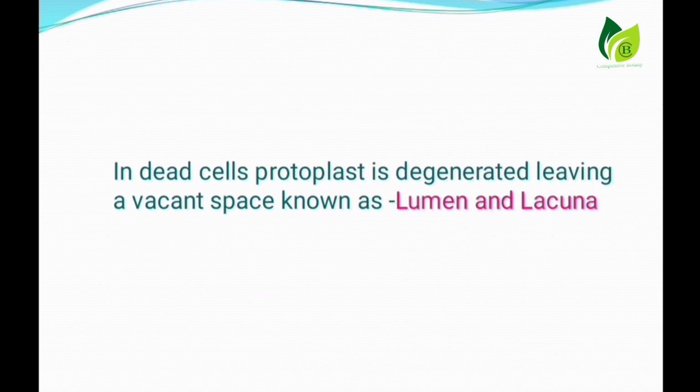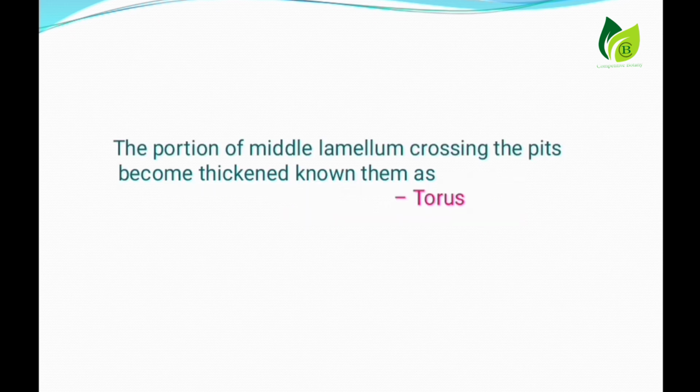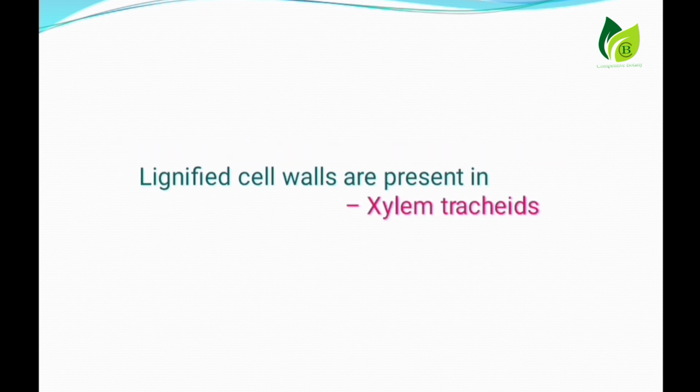Next question. In dead cells, the protoplast is degenerated, leaving a vacant space known as lumen or lacuna. The secondary cell wall is composed of pectin, suberin, lignin. The portion of the middle lamella crossing the pits becomes thickened, known as torus. Lignified cell walls are present in xylem tracheids.